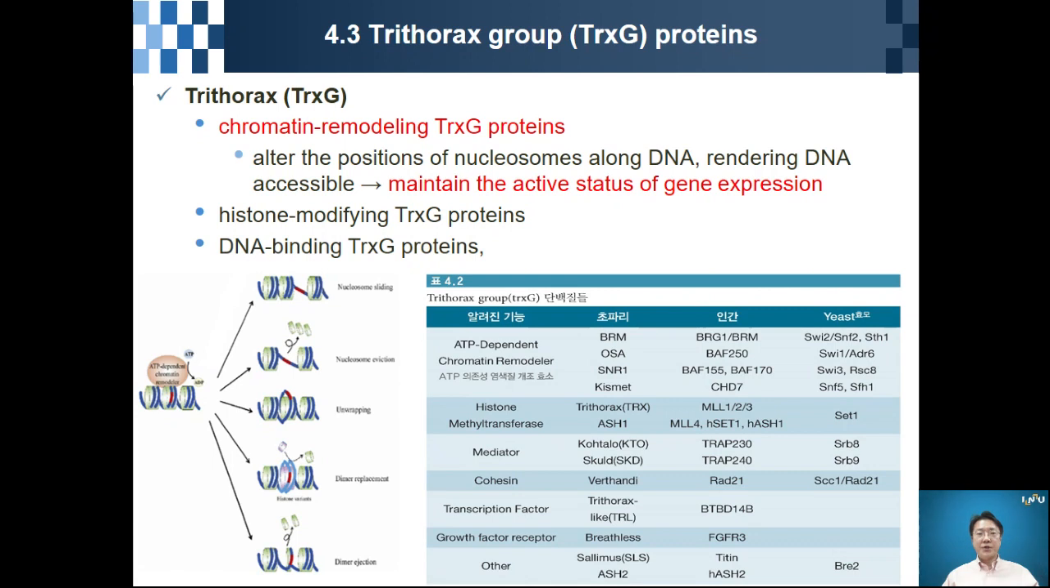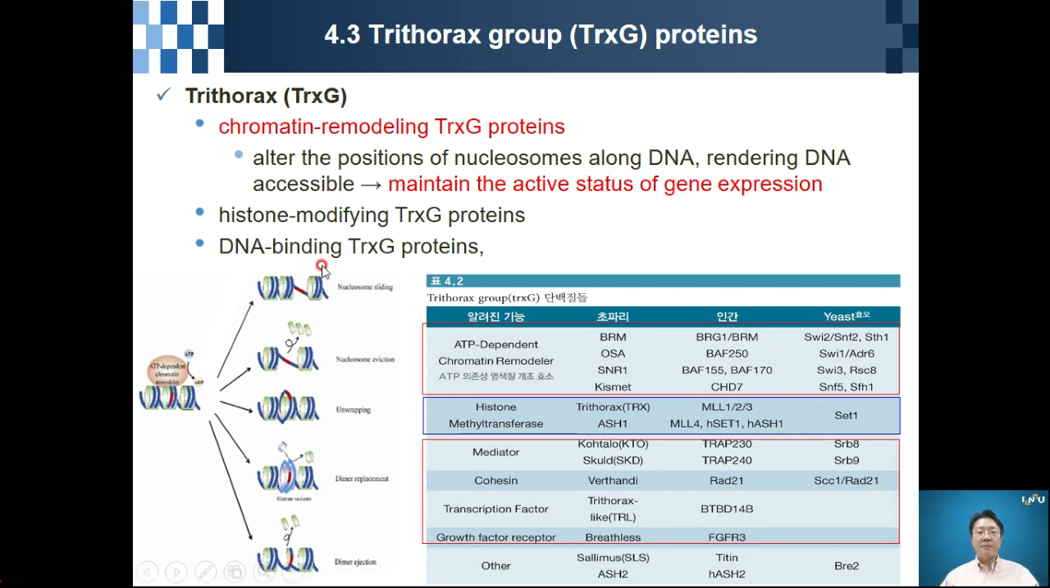So TRXG is composed of 3 different kinds of proteins. The first one is the chromatin remodeling TRXG protein, especially the ATP-dependent chromatin remodeler. The second one is the histone-modifying TRXG proteins, especially the histone methyltransferase, and the third one is the DNA binding TRXG proteins. Let me focus on the chromatin remodeling TRXG proteins.